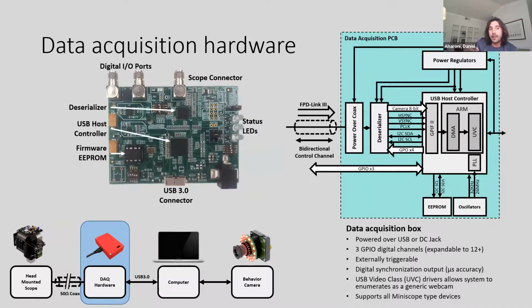On one side of the system, it connects over this thin coax cable between the data acquisition box and the head-mounted microscope. And then on the other side, it's just a USB connection that connects to the computer. Any version of our acquisition boards supports all versions of miniature microscopes that have been developed. And what's nice is that it turns out that this coax cable ends up being a really good idea.